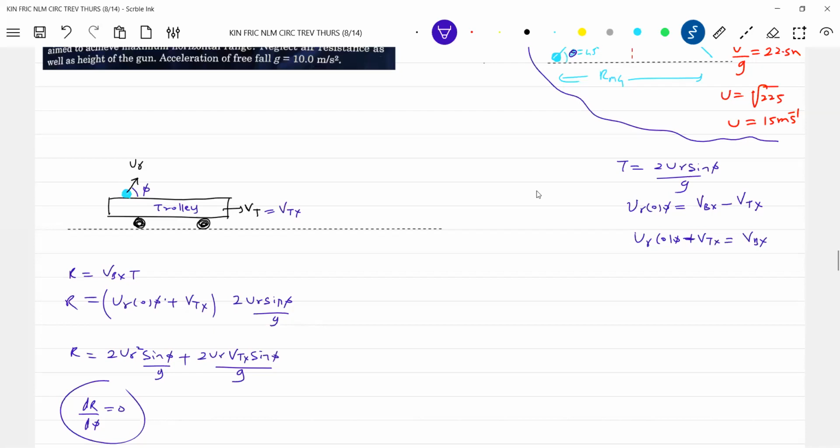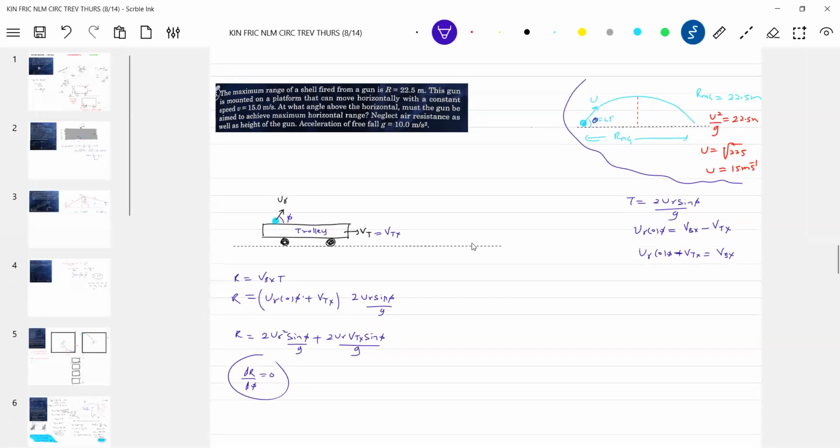Anybody, what shall I write for UR? There's a big question mark. What shall I do with UR? We don't know UR, no? The gun, it should be 15 only. See, earlier the gun was on the ground, and that was absolute velocity. Now on the moving trolley it will fire, and it will have the same muzzle speed. I think I should use the word muzzle here.